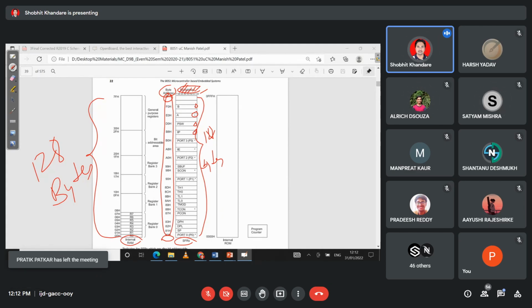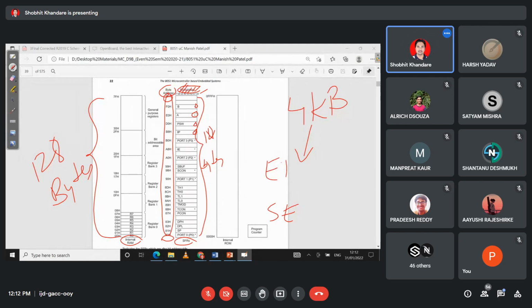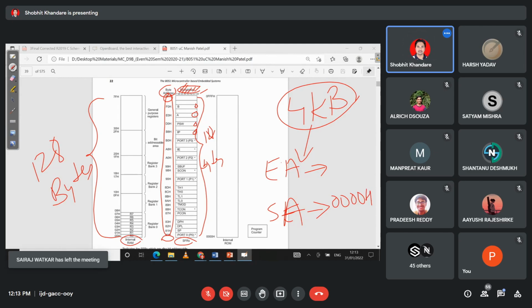So if it is a 4 kilobyte, then if I ask you, tell me the starting address and the ending address. So starting address और ending address अगर मैं पूछता हूँ 4 किलोबाइट मेमोरी के लिए, तो कोई मुझे बता सकता है? ठीक है, starting address is 0000H. Now tell me the ending address for 4 kilobyte.